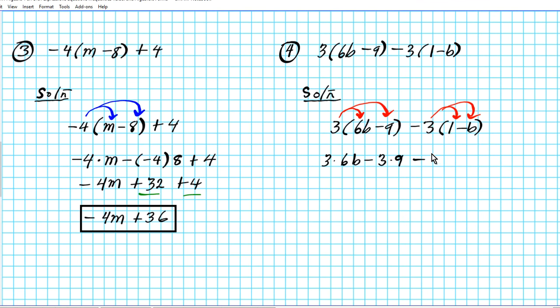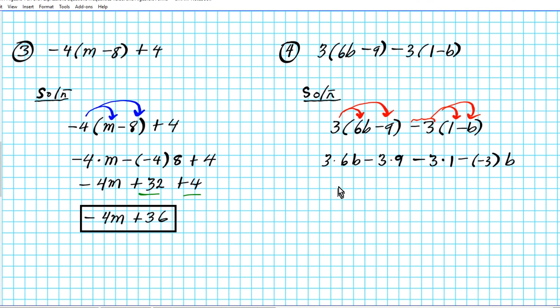minus 3 times 1. Now this is where you want to be really careful. This negative 3 is being distributed. The entire negative 3 is distributed to 1 and negative b. So we have minus, not 3 times b, minus negative 3 times b. Okay? Alright, so let's go ahead and simplify.